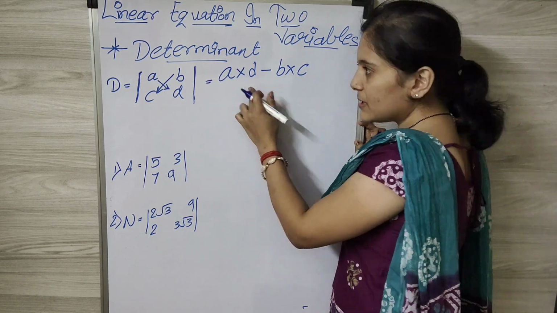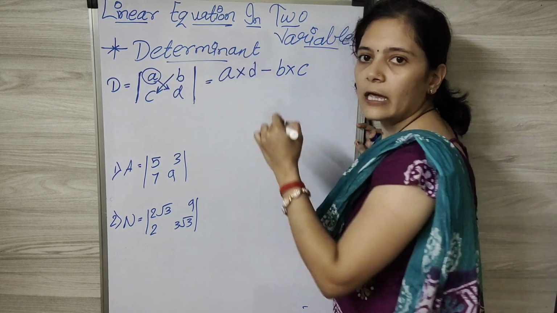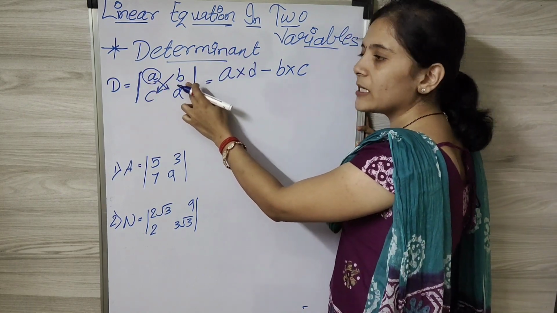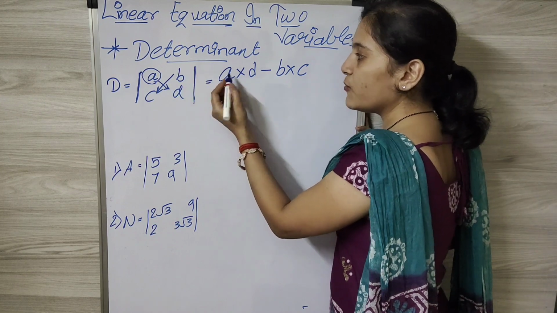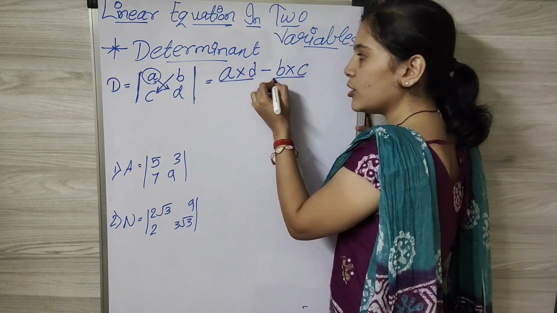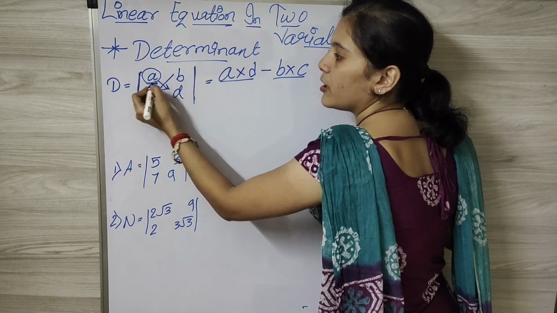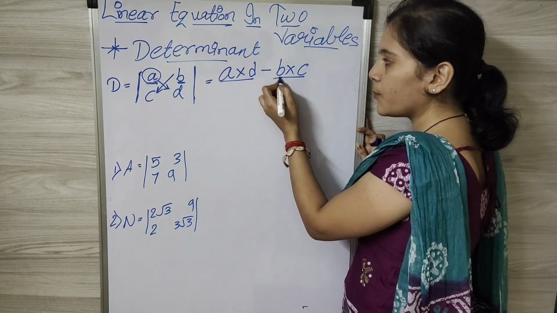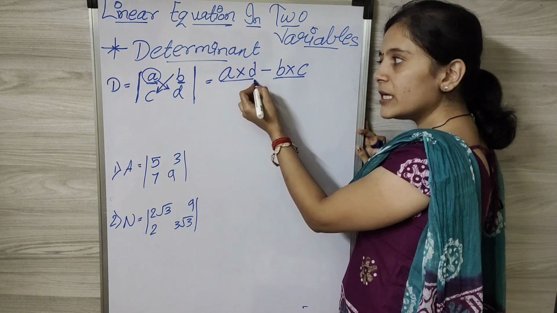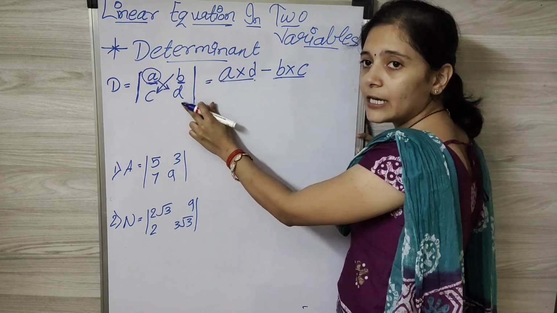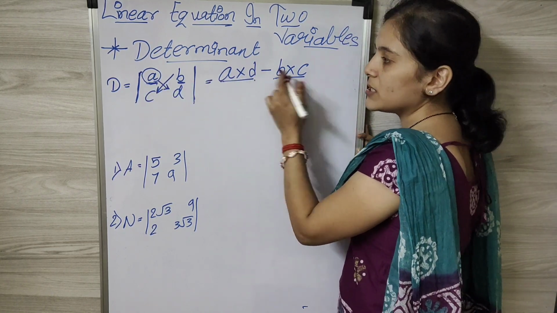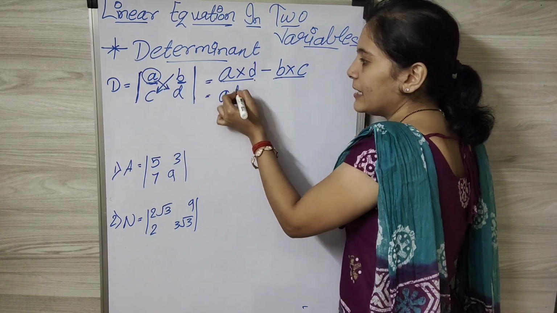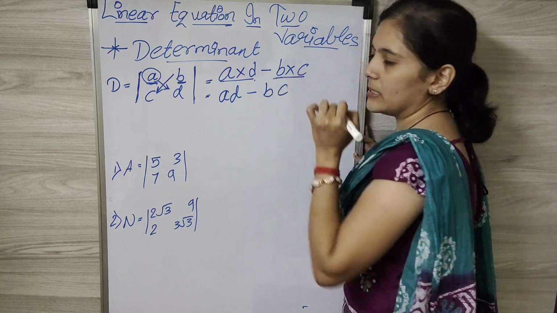And it is compulsory that we start with A. First we take the A term and then we take the B term. While writing, we write A into D and B into C. The first value, placed in the first position, is A into D. First I have written A, then I have written D. And minus B into C. First B and then C. So it becomes AD minus BC.